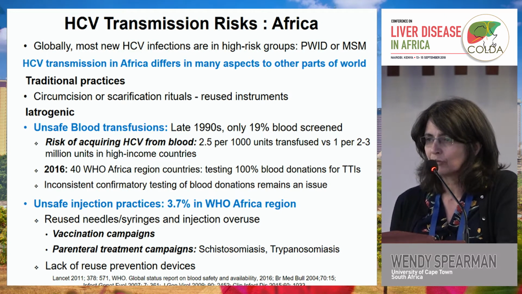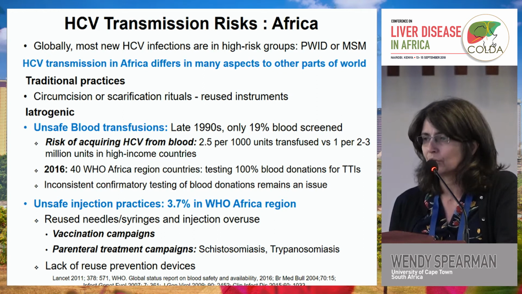In terms of transmission, we know the new infections globally are usually a result of injecting drug use or MSM, but transmission in Africa varies in a number of aspects. Traditional practices have played a role with circumcision and scarification rituals using reused instruments. Iatrogenic sources, unfortunately, were a major problem.